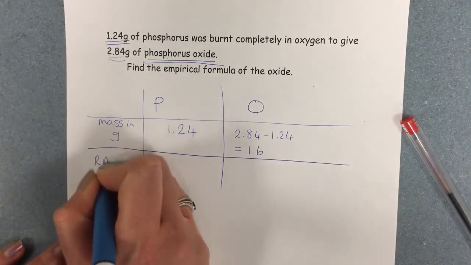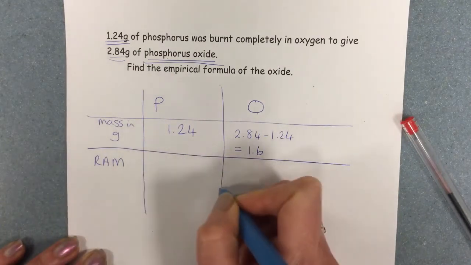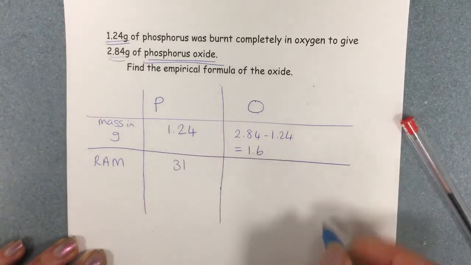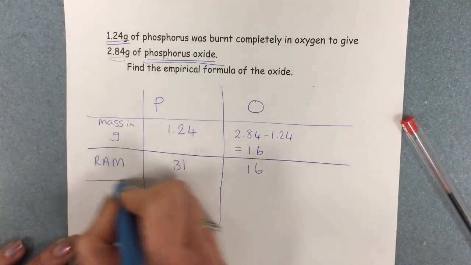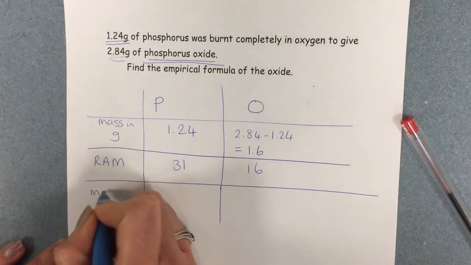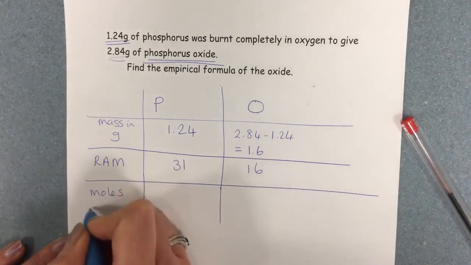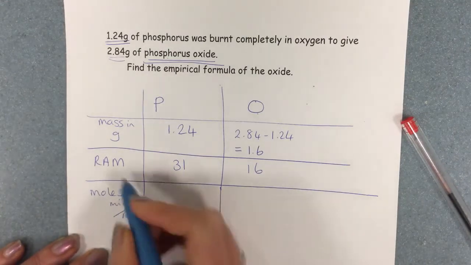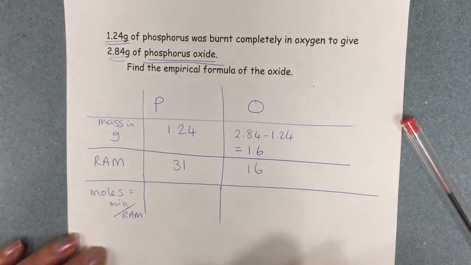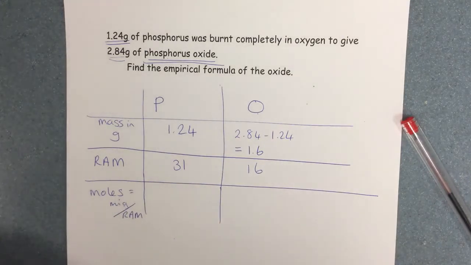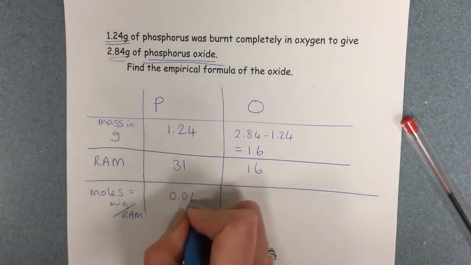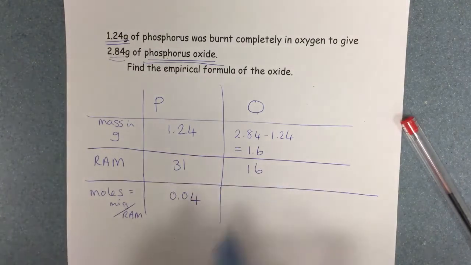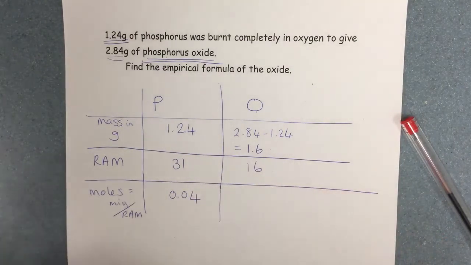Then I need to look at the periodic table and have a look for the relative atomic masses of both of those. So phosphorus is 31, oxygen is 16. And then I need to work out my moles. Everything else is the same as a normal empirical formula question. Moles equals mass in grams divided by the relative atomic mass. So I've got 1.24 divided by 31, and that gives me 0.04. I've got 1.6 divided by 16, and that gives me 0.1.